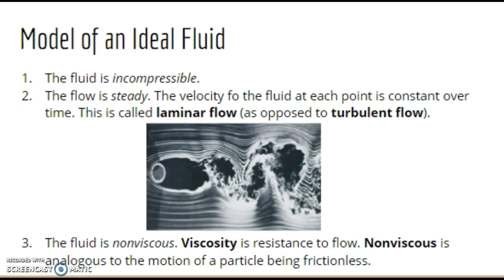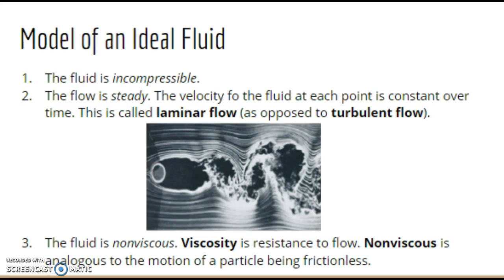But first I just want to explain what an ideal fluid is, or if you hear this term ideal fluid, what does it mean? So the first thing is that this fluid is incompressible. That is that you cannot change its density. Number two is that the flow is steady. That is so that the velocity of fluid at every single part of the fluid is going to be constant.